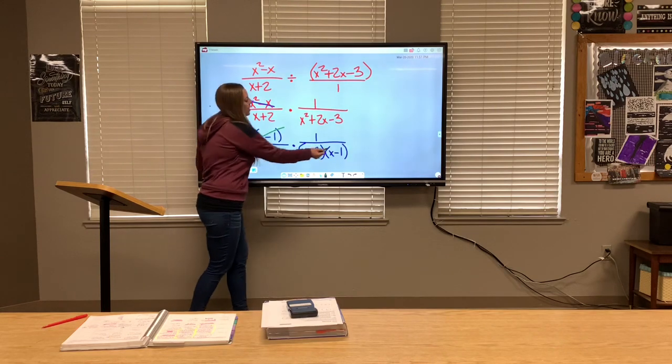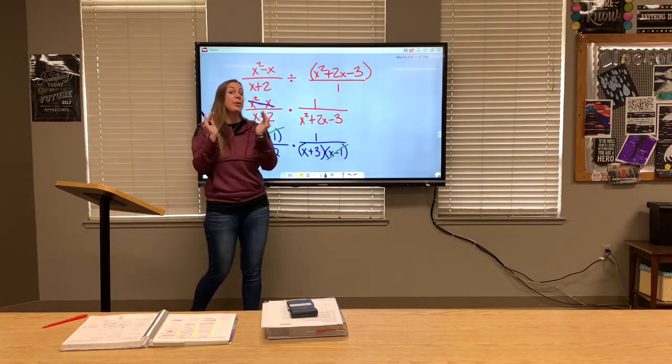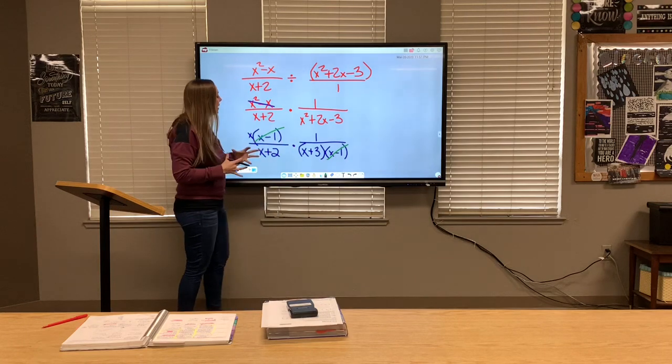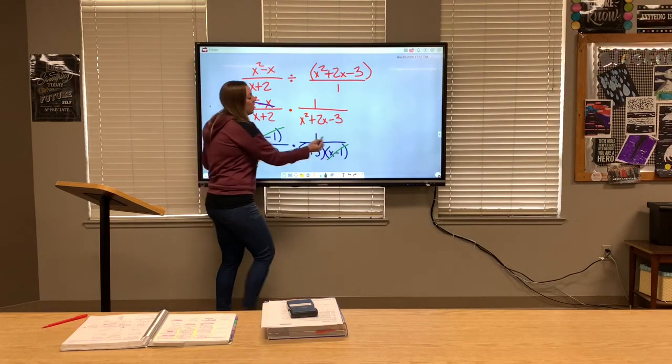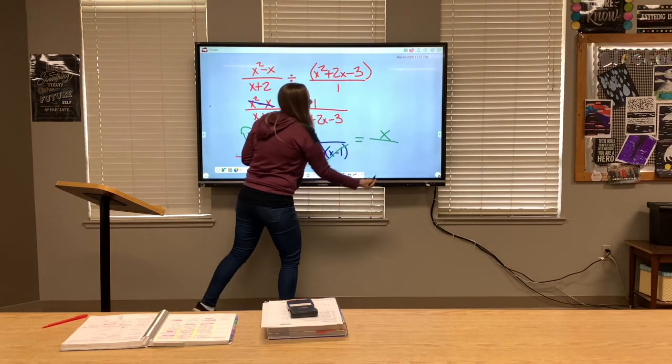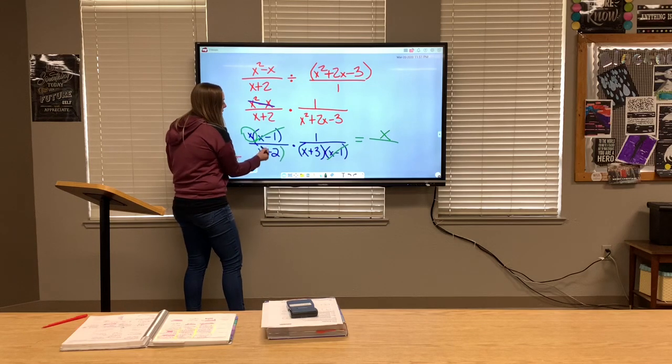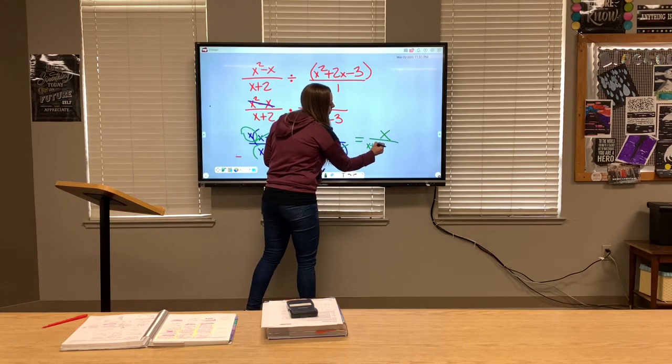Okay? Now it looks like I should be able to cancel out some things. So I have x minus 1 and x minus 1 because they are one term. They're both in parentheses. It's a full term. Those can cancel each other out. Now I'm left with x on top. I have x plus 2 and x plus 3 on bottom.